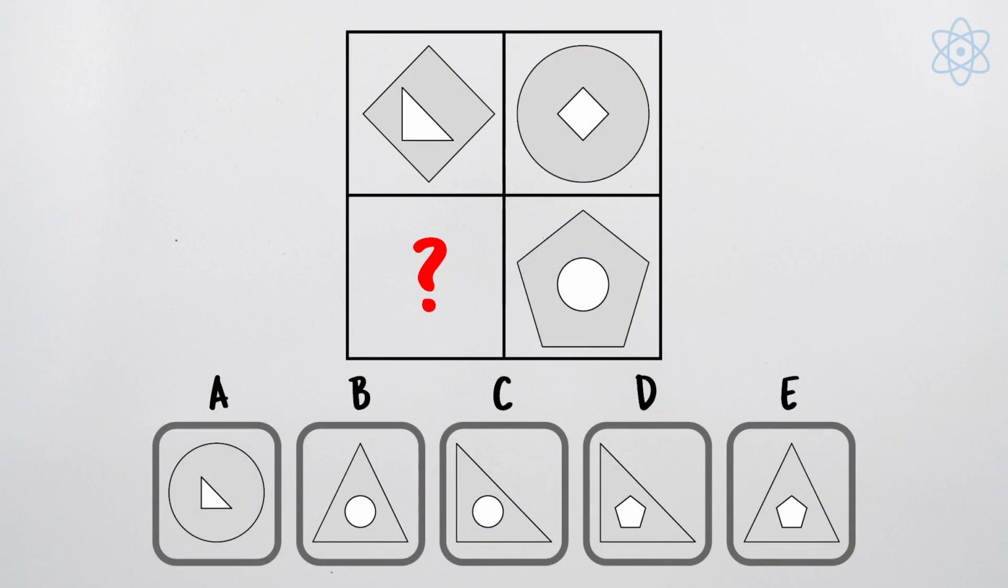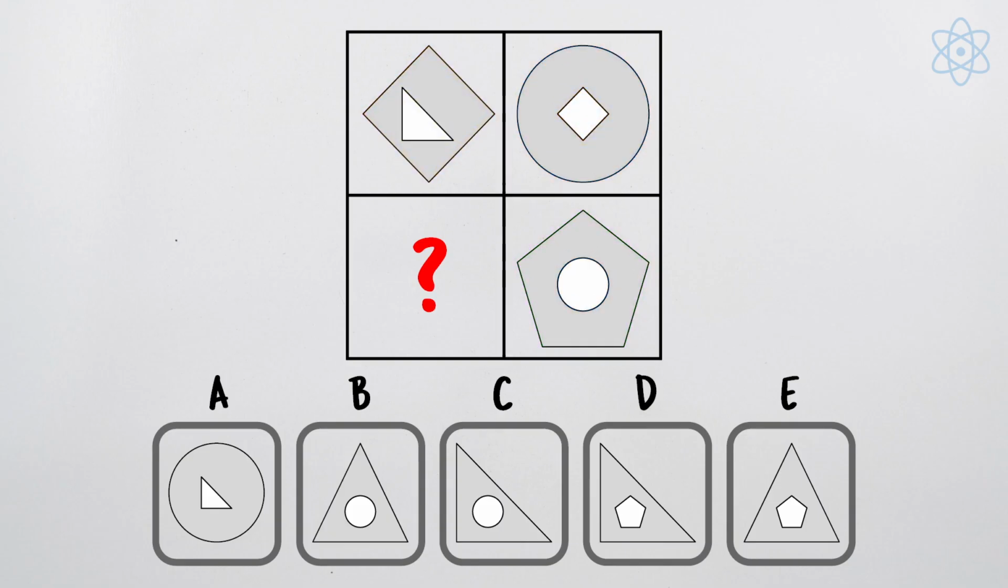Let's have a go at another question. Which of the options could complete this gap? Let's start by looking at the type of shapes in each box. In the top left box we have a triangle and a diamond. In the next box we have a diamond and a circle. Finally, in this box we have a circle and a pentagon. Can you spot the pattern?